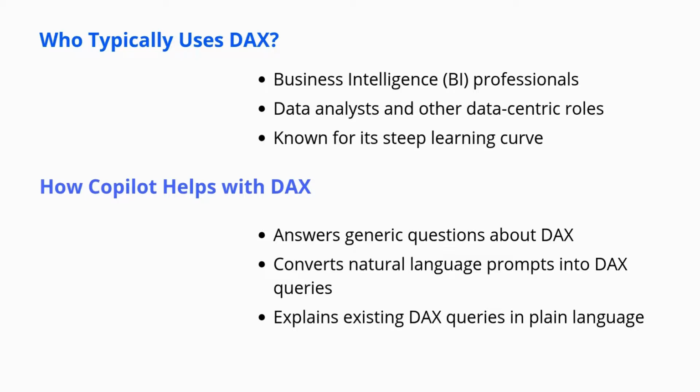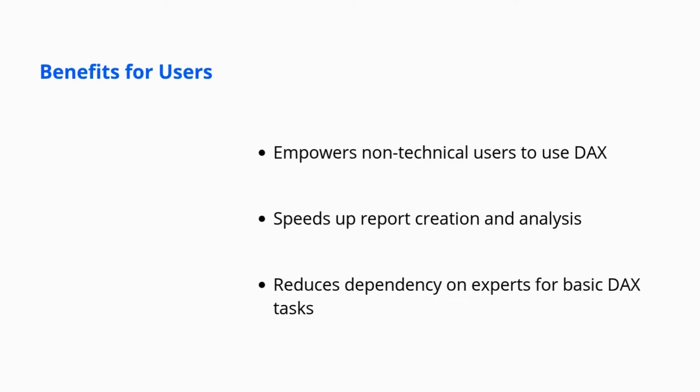How Copilot helps. Copilot brings AI-powered assistance to everyone. Ask natural questions like, what is the total revenue for Q1? And get the DAX formula. Convert business logic in plain English to structured DAX expressions. Paste a DAX query and ask Copilot to explain it in simple terms. Eliminate trial and error by getting relevant, correct suggestions instantly, making analytics more inclusive and reducing dependency on advanced training.